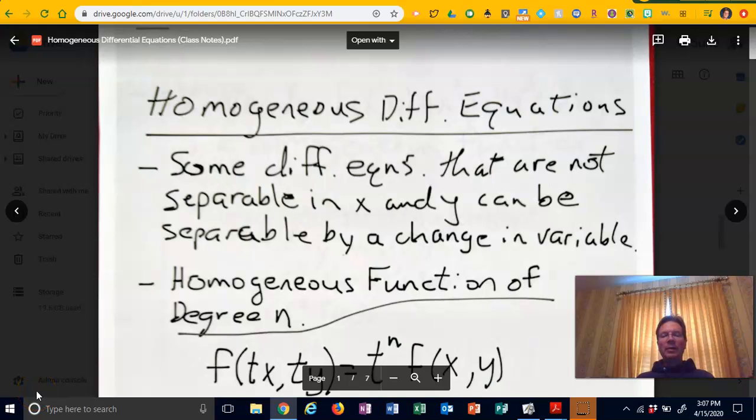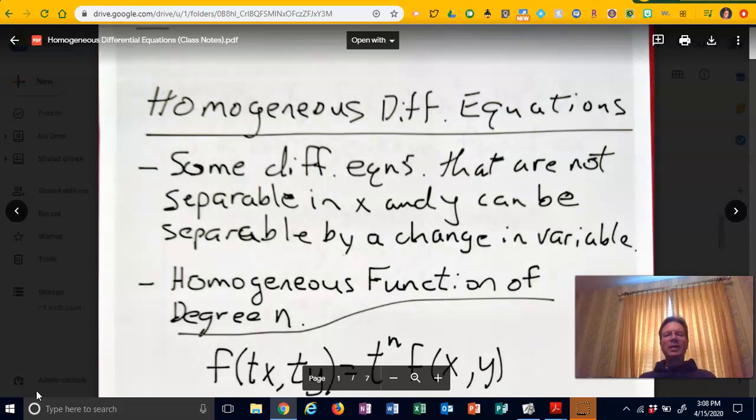All right, the next topic in differential equations is called homogeneous differential equations. The deal is that not everything can be solved right away with the separation of variables, getting all the x's with the dx and all the y's with the dy. However, under certain cases, we might be able to still solve the differential equation by some type of substitution, which we'll talk about here in just a little bit.